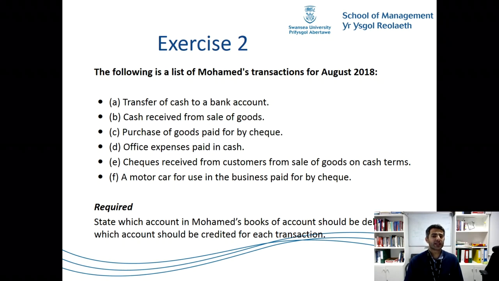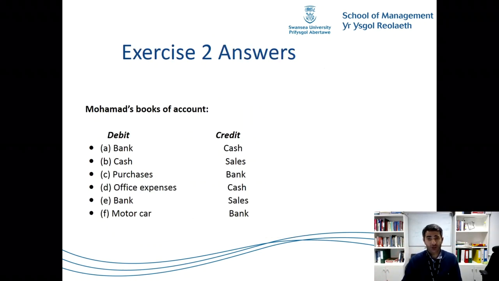The last one is F, a motor car for use in the business paid for by check. So he bought a motor car, and if you remember, a motor car is classified as a fixed asset. So fixed asset goes up, on the debit side. And how did he pay for it? Cash or bank should be on the credit side because money out. So it's a bit confusing, I know, don't worry, but as I mentioned, the only way to know it is to practice it, and that's all.